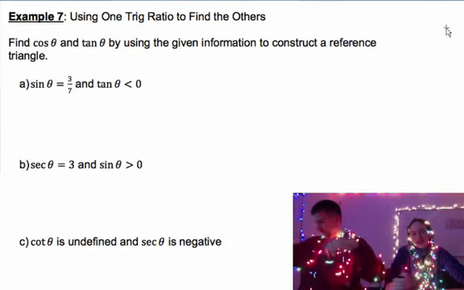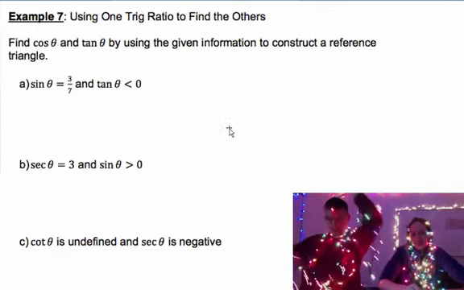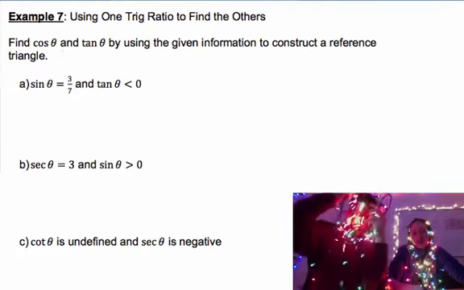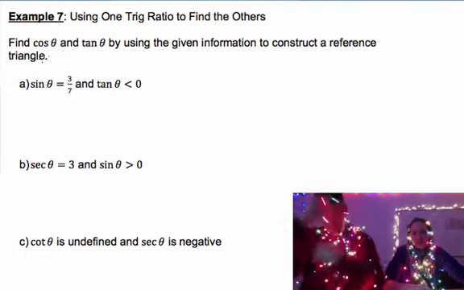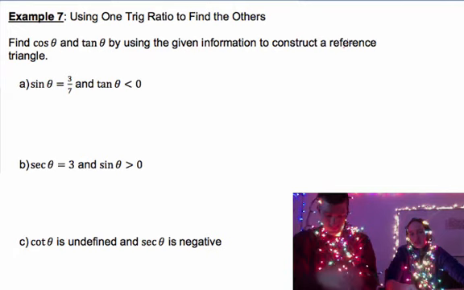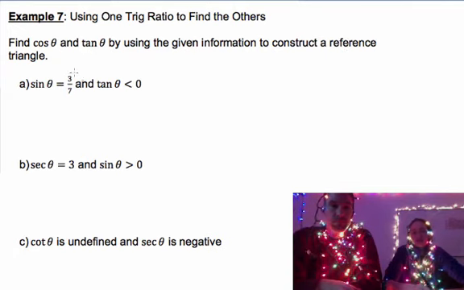Example 7, using one trig ratio to find the others. Find cosine theta and tangent theta using the given information to construct a reference triangle.